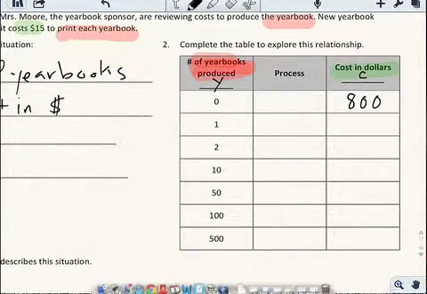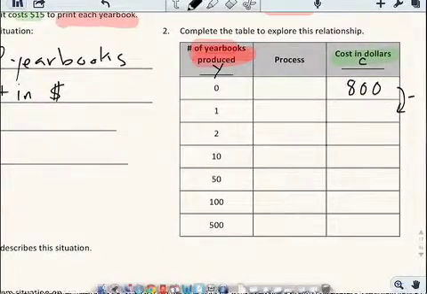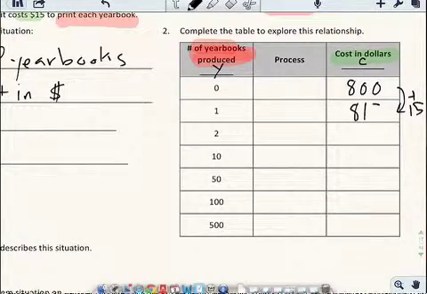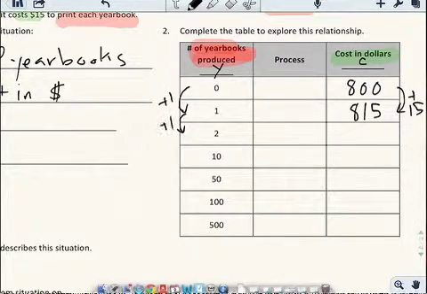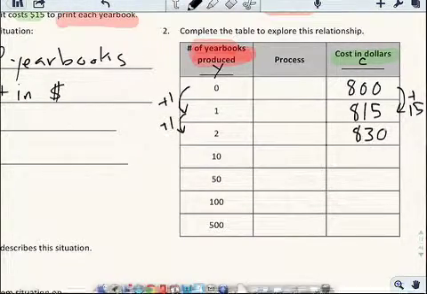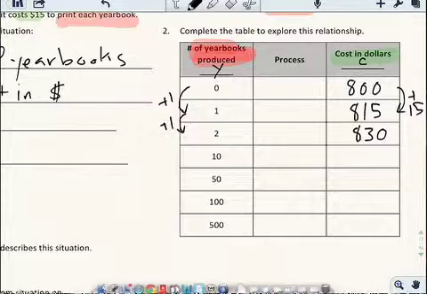And then the cost is going to go up $15, plus 15 every time they print one more yearbook. So for these first two, when it's going up plus 1 yearbook over here, it's going to go up $15 over here. So 815 plus 15 is 830. All right, so I'm going to consider that for just a second before I move on to the next one.